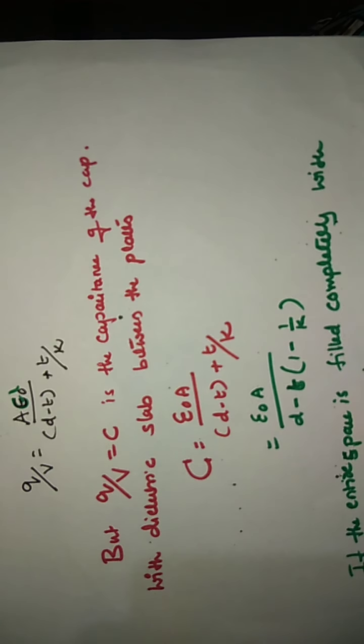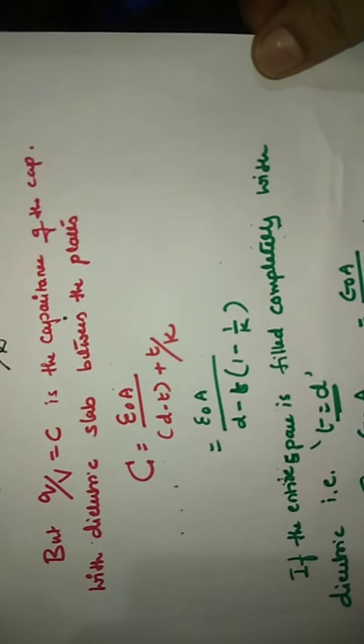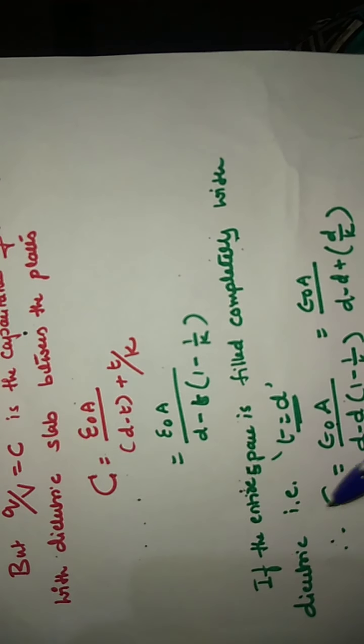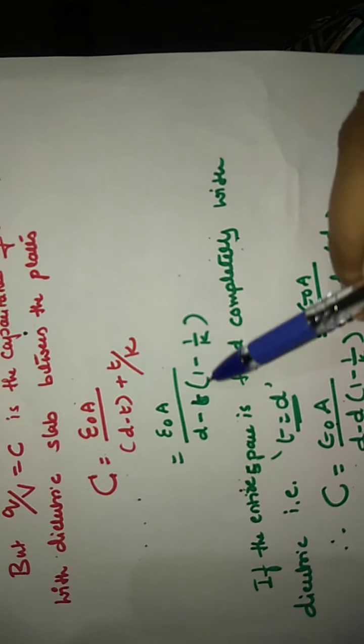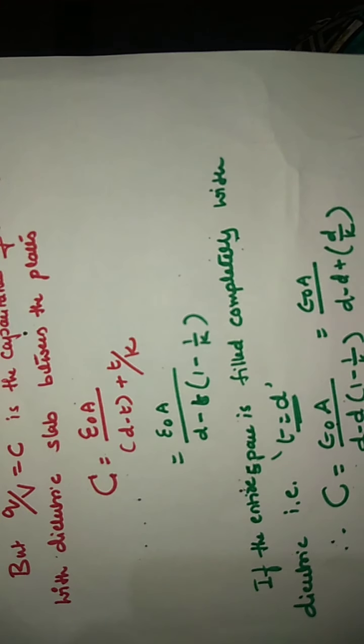Now what we'll do, we will fill the whole space in between the two plates completely with dielectric. At that time the thickness of the dielectric would be equal to the distance between the two plates, that is T is equal to D. So therefore C will be equal to, by putting the value of T as D in this equation, epsilon naught A divided by D minus T into 1 minus 1 by K.